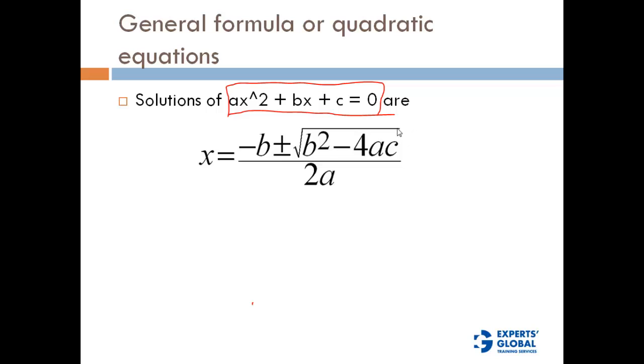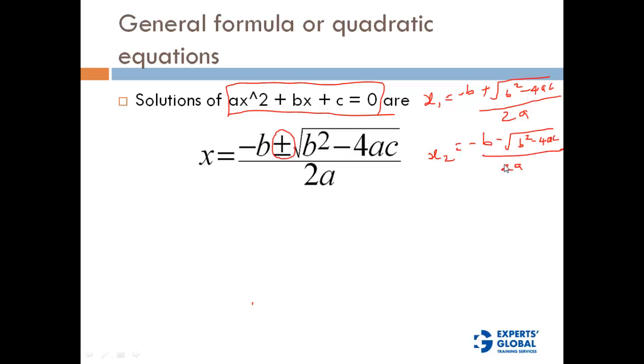Now you know that a quadratic equation has two roots, right? And the 2 roots will be given by this plus or minus. That means the first root x1 is minus b plus under root b square minus 4ac divided by 2a, and the second root x2 is equal to minus b minus under root b square minus 4ac divided by 2a.